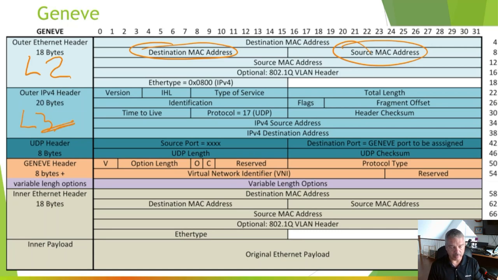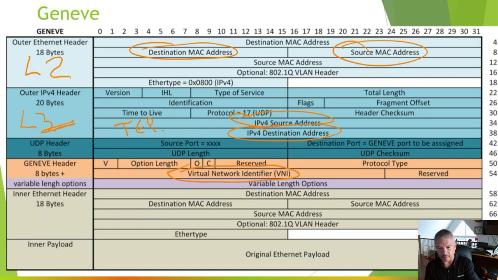When I look at the layer 3, again I have source and destination IPs. It does support IPv6. I didn't put it in here, but it does have source and destination IPs. The IPs here are the TEP IPs. This is the Geneve header. So whenever I'm looking at that, and again when you're doing packet captures, you have to understand all this. Here's the VNI ID.